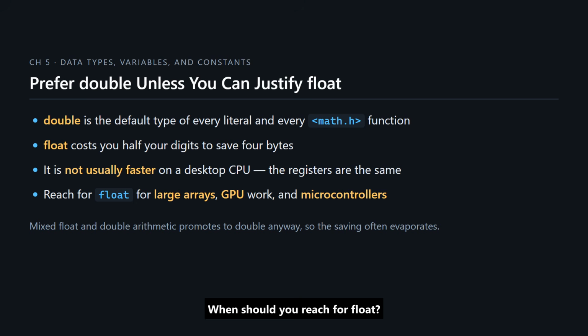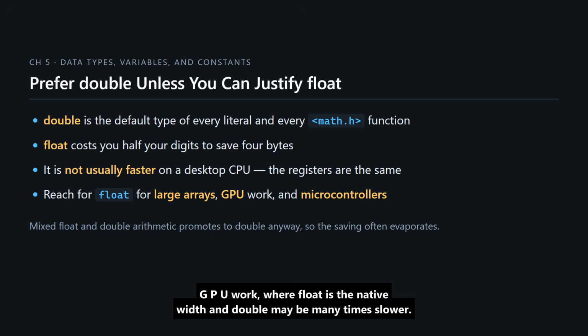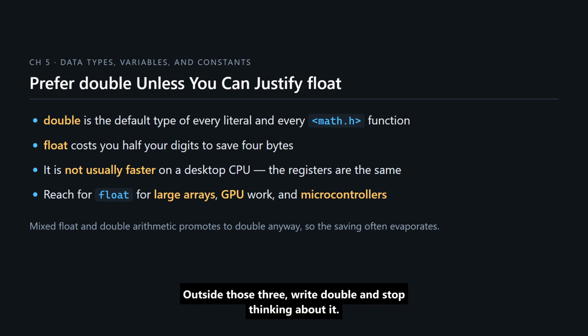When should you reach for float? Large arrays, where halving the memory halves the cache traffic and that genuinely dominates. GPU work, where float is the native width and double may be many times slower. And microcontrollers, where double may be emulated in software or not exist at all. Outside those three, write double and stop thinking about it.